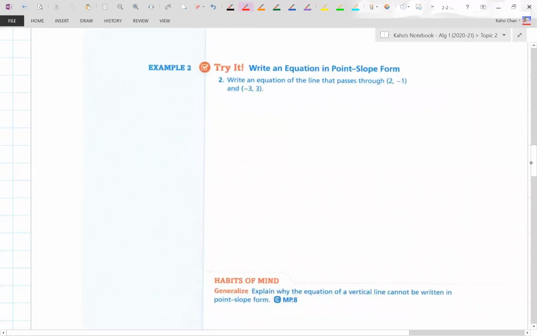I would like to do the one in the textbook first. It's the same as the one that we have right here, but they give you a little more information. They want you to write an equation of a line in point slope form with a slope of 1/2 that passes through the coordinate point (3, -2).